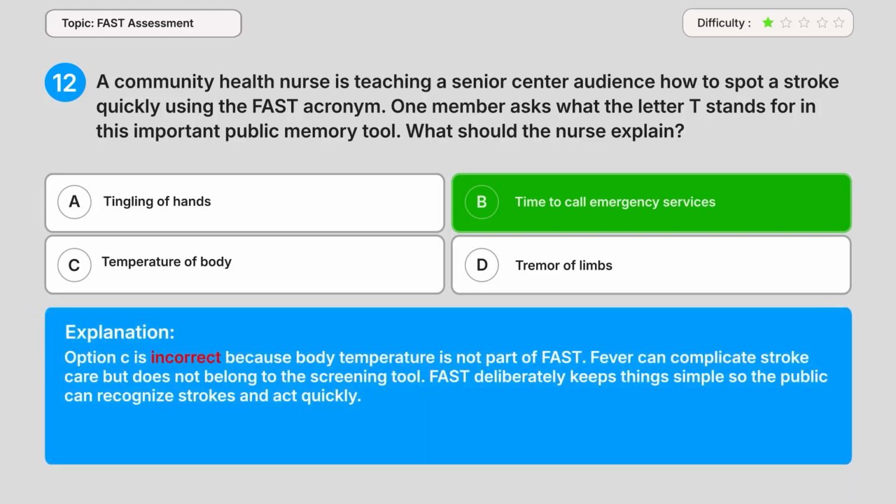Option C is incorrect because body temperature is not part of FAST. Fever can complicate stroke care, but does not belong to the screening tool. FAST deliberately keeps things simple, so the public can recognise strokes and act quickly.